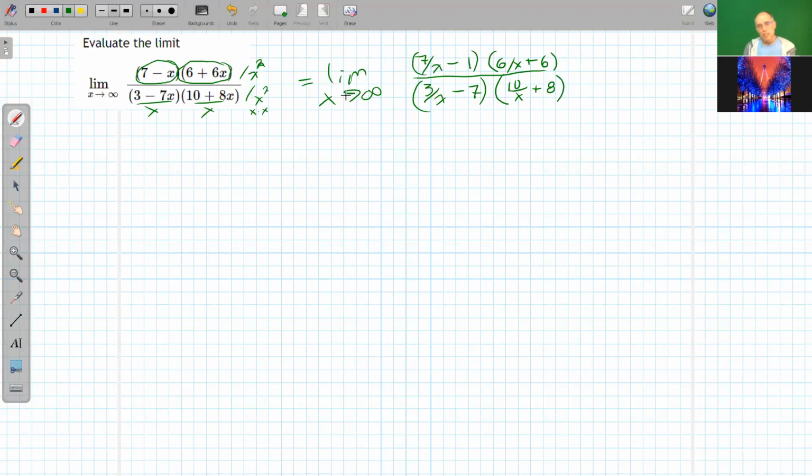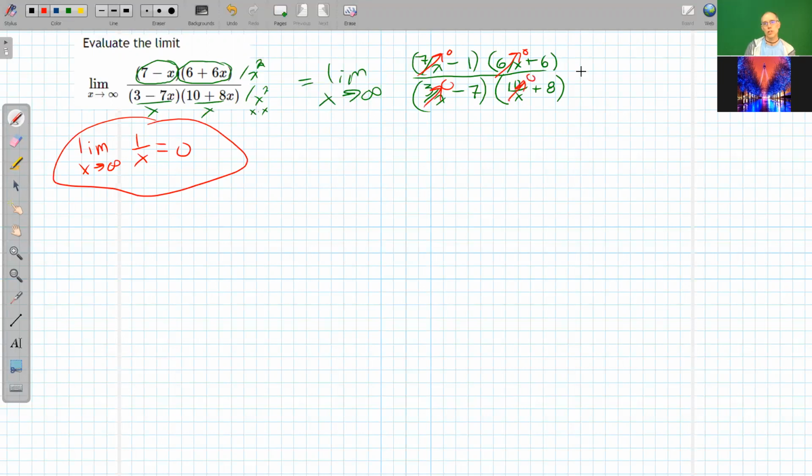Now, if the limits exist, I can take the limit of each component in the numerator and each component in the denominator. So let's see what happens. And I'm relying on a fact that we should be familiar with, that the limit as x increases forever of 1 over x is 0. So this is a fact that we need to use here, because then this chunk right here goes to 0. This stays at -1. This chunk right here goes to 0. That stays at 6. There's no x. This chunk goes to 0, and this chunk goes to 0.